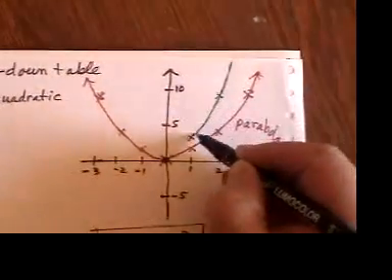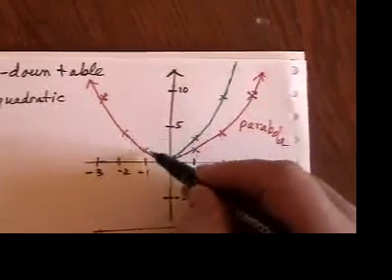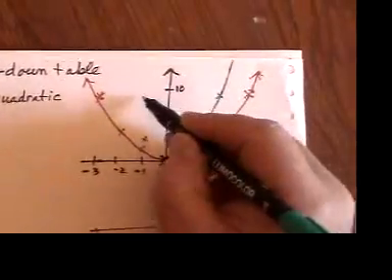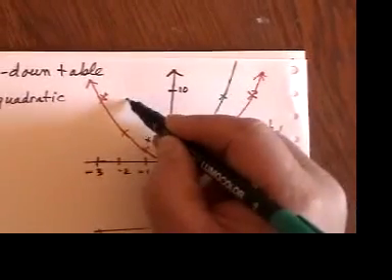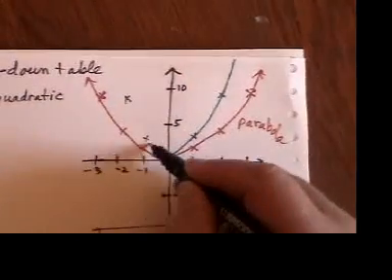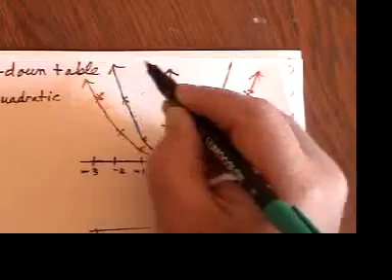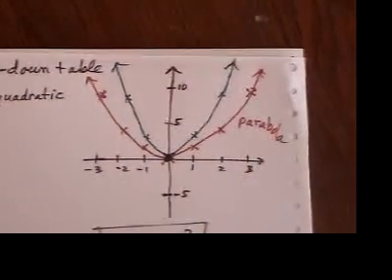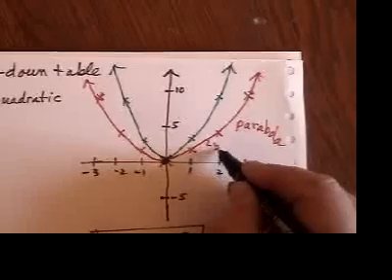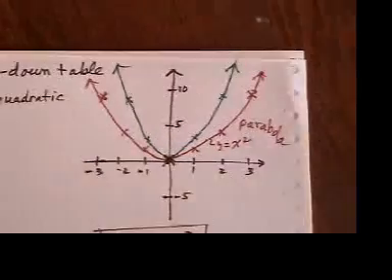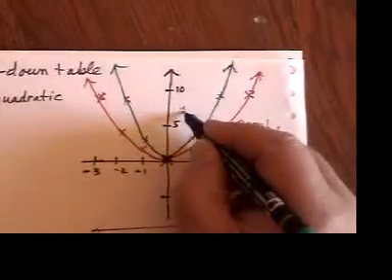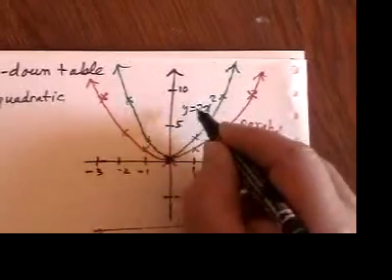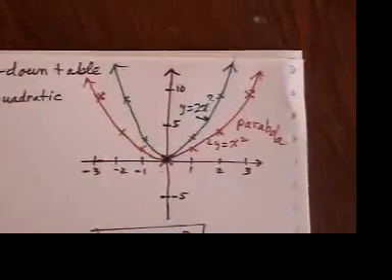And what I get here is a parabola that's going up faster. So this is y equals x squared. This is y equals 2x squared. And the bigger that number, the faster it goes up.